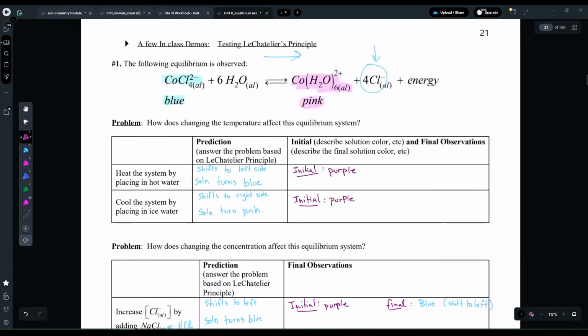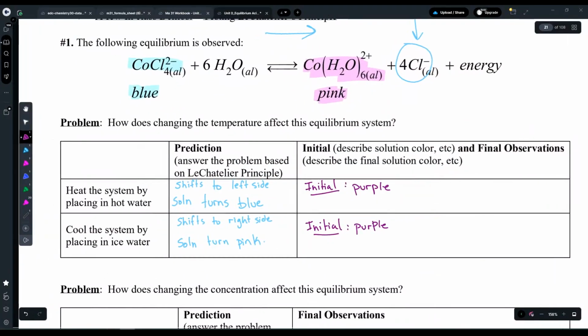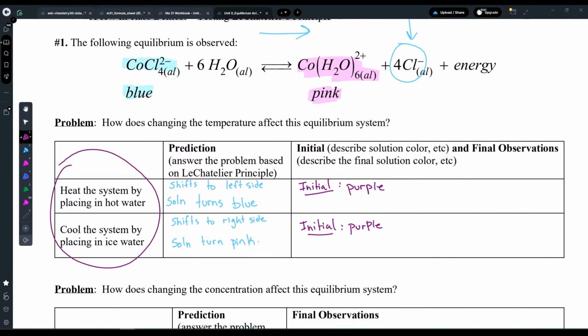Okay, so the next stresses he's going to apply are these two where he heats and cools the system. So make sure to record your final observations. So we'll just record the color changes here.